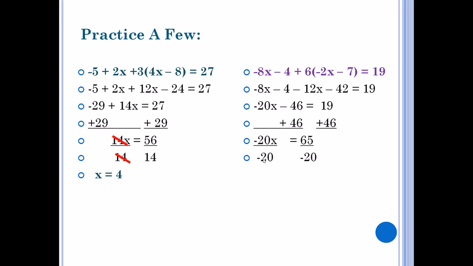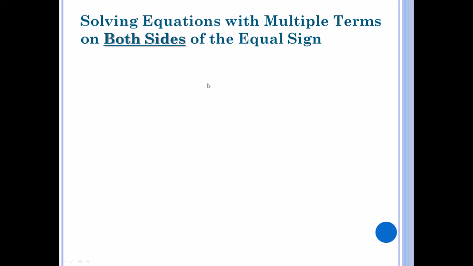-20 divided by -20 is +1. And 65 divided by -20, positive divided by negative is a negative. And it goes in 3 1/4 times or 3.25. Either answer is correct. Doesn't matter to me, but you have to have the negative sign. That's really crucial. Okay. So those are the steps when you have a lot of terms on one side of the equal sign. Let's take a look at how to solve it if you have multiple terms on both sides.